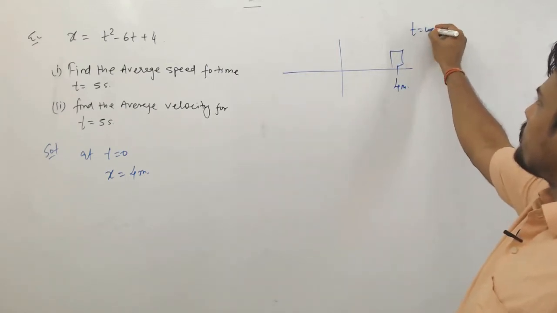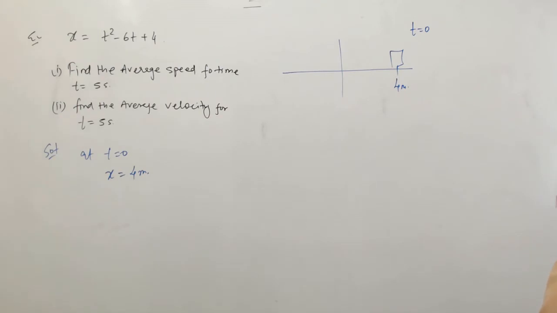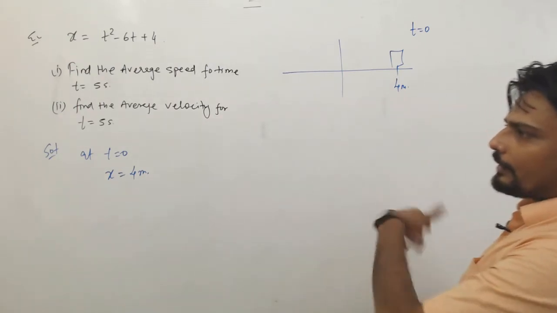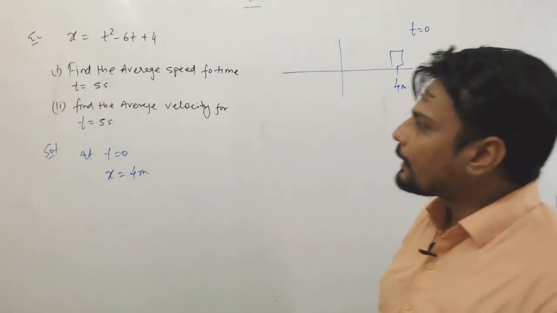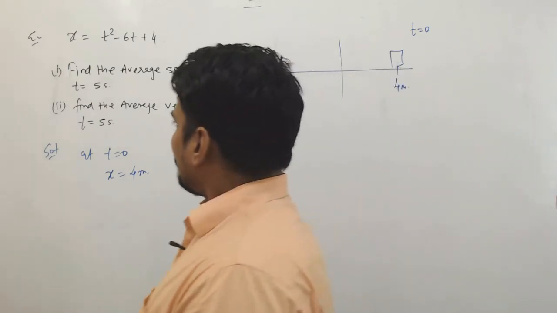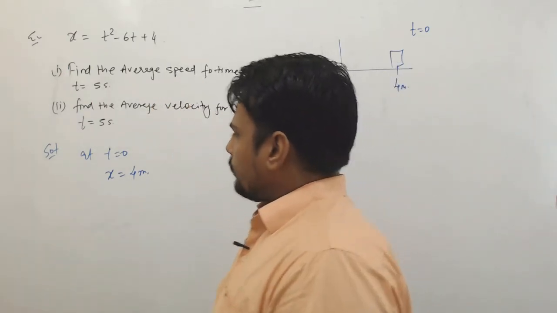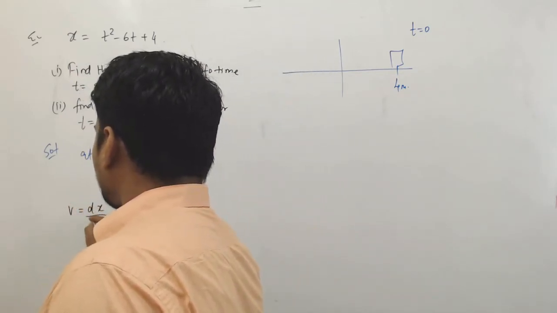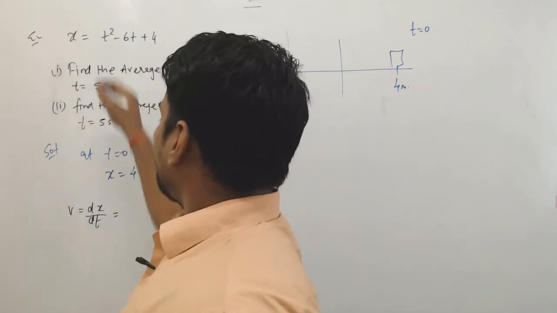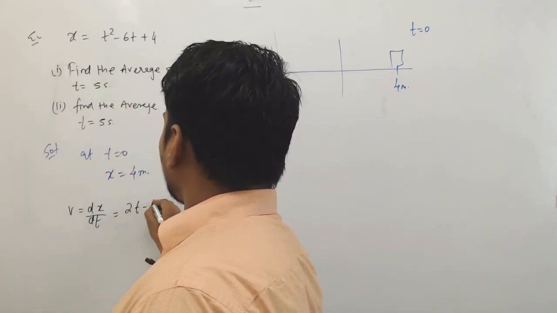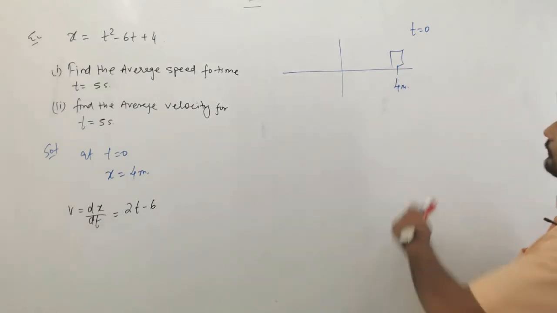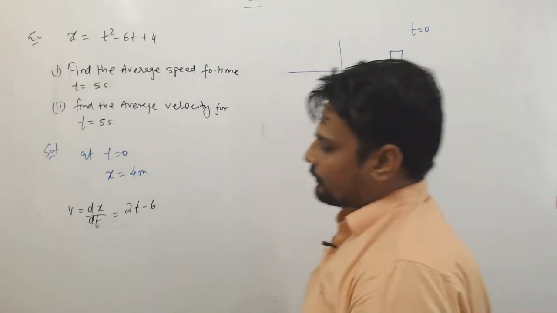At t equals 0, the object is here. Now we have no idea in which direction the object is moving. Is it moving towards left or right? What is the acceleration? अपन को कुछ पता नहीं है. We have no clue about that. So not to worry. I know that velocity could be given as what? In this case, dx upon dt. Well, that should be how much? 2t minus 6.